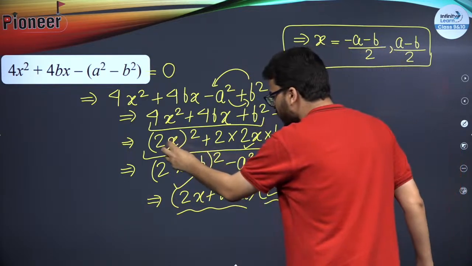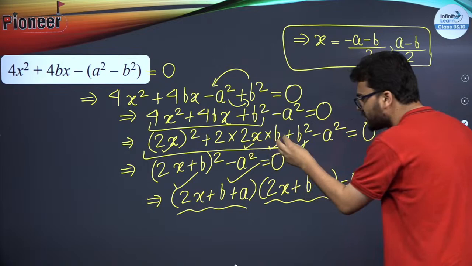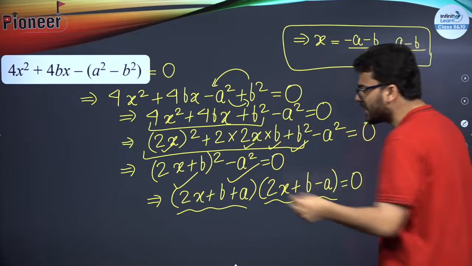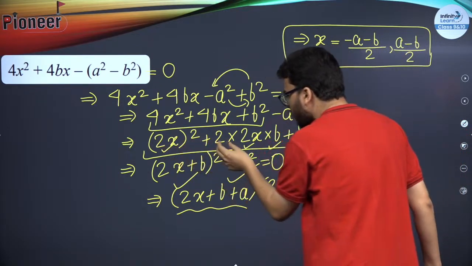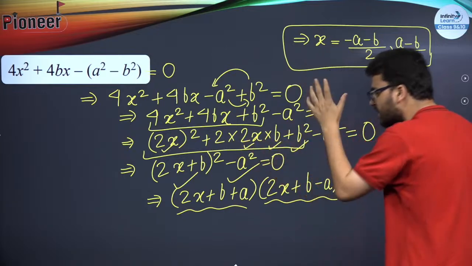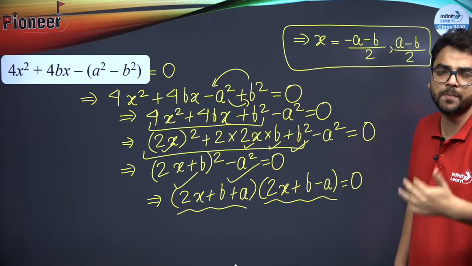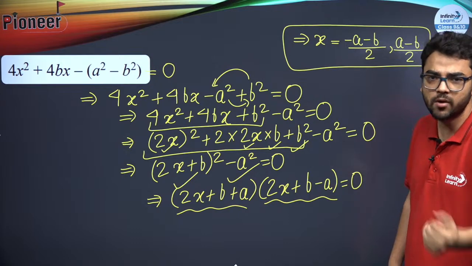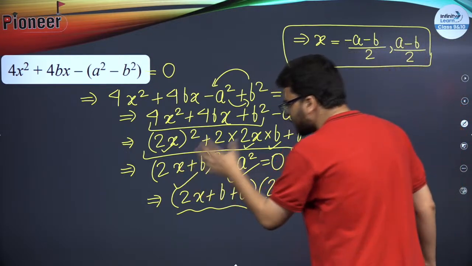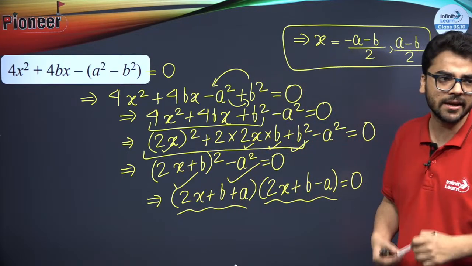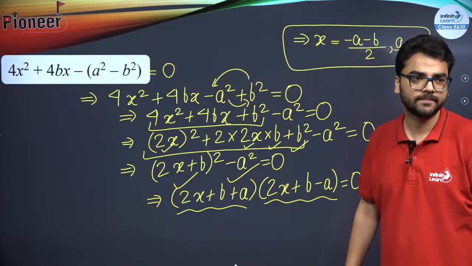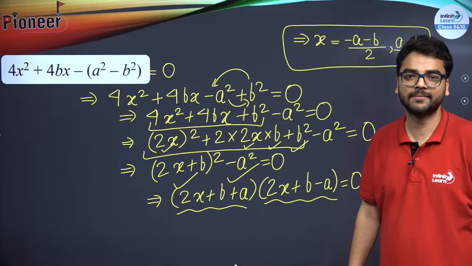So it is 2x the whole square plus 2 into 2x into b plus b square. So basically it is of the form p square plus 2pq plus q square, which will be p plus q the whole square. So therefore 2x plus b the whole square is coming. Is it clear, Nikleshwar? Any doubt in that?